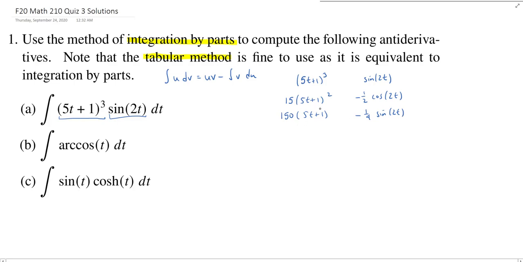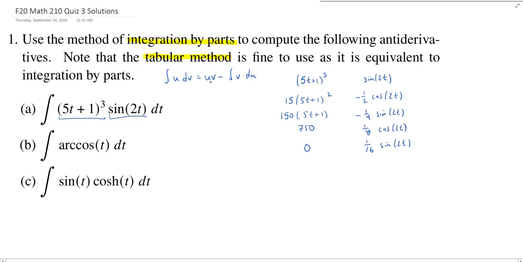Differentiate again. This time, this is the first power, so it's really just the derivative of 5t plus 1, which is 5. 5 times 150 is 750. Over here, I can antidifferentiate, and an antiderivative of sine will be negative cosine, so I'll finally get rid of that negative. So I'll get positive 1/8 cosine of 2t. And then finally, one more time to get down to 0, I'll have 1/16 sine of 2t.